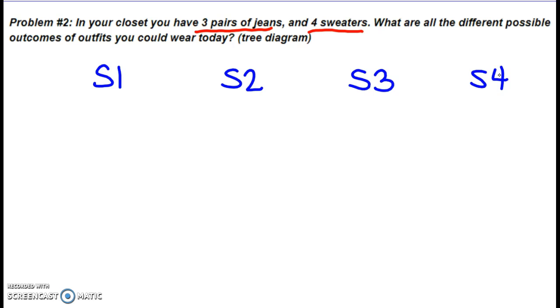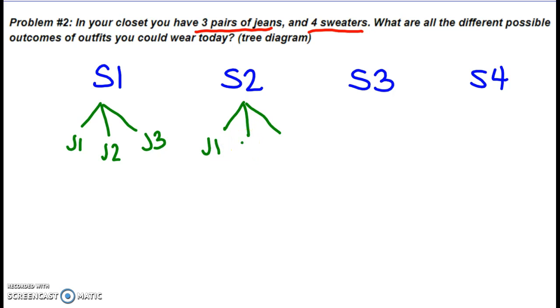And so we start, and whatever it is, you can abbreviate your own system. But then off of each sweater comes each pair of jeans, because I could wear sweater 1 with pair of jeans number 1, 2, or 3. So off of this sweater, I'm going to have 3 different branches for my 3 pairs of jeans. I have jean 1, jean 2, and jean 3. But those 3 jean options work for any of the sweaters that I wear.